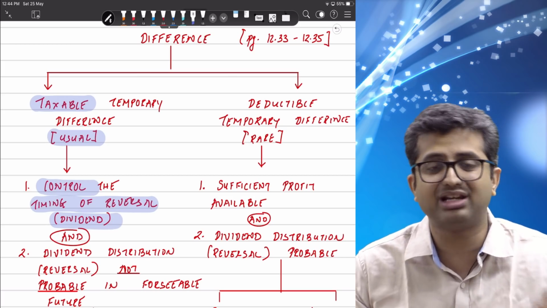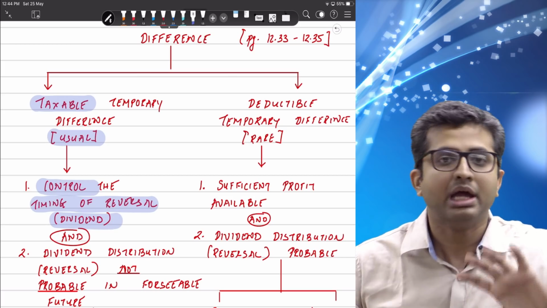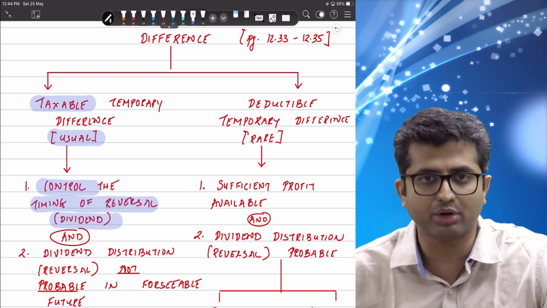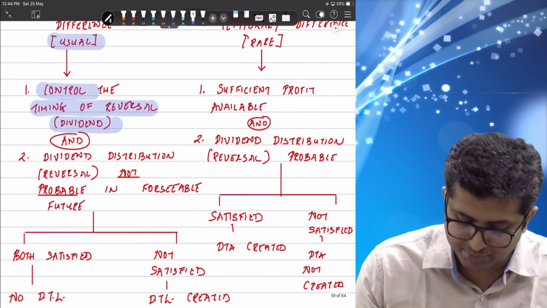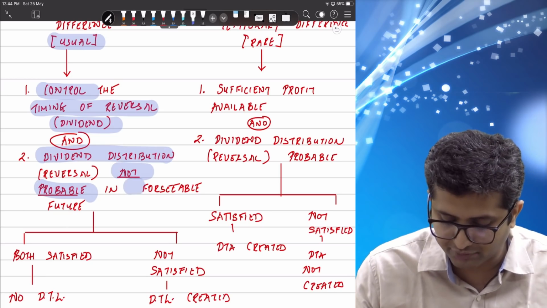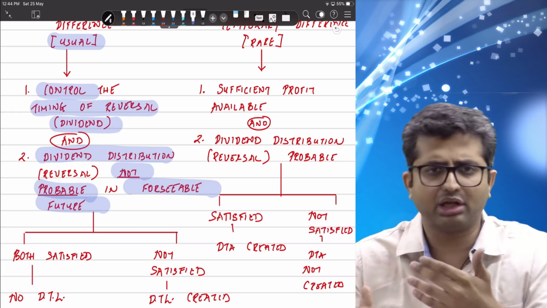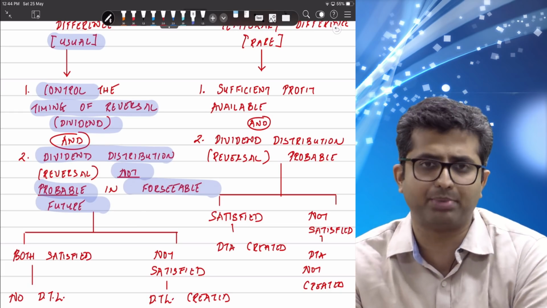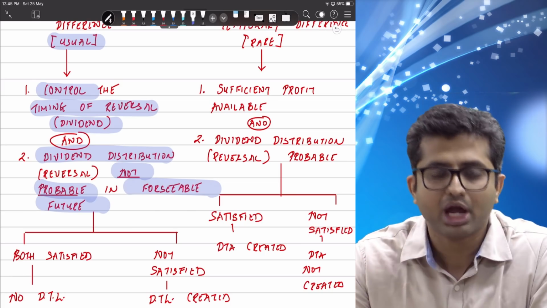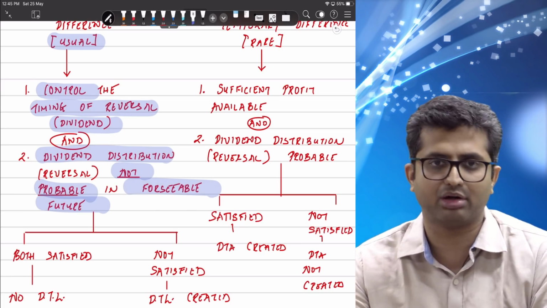Basically dividend. So if the entity controls the timing of the reversal, generally in case of parent-subsidiary relationships, and it is not probable that dividend will be distributed in the foreseeable future. So in the near future, we don't expect dividend to be paid. And the reversal is controlled by the entity. It is not controlled by government regulations or any other transactions.